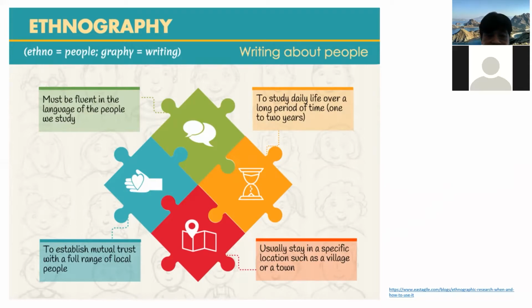And then the fourth requirement is we need to establish mutual trust with a full range of local people. I mean here that if we want to grasp more detail about these people with the method of in-depth interview, we need to be trusted. Because these people cannot deliver more personal data to foreigners they never know or never trust. So making trust between this community and the researcher is a very critical and important process.